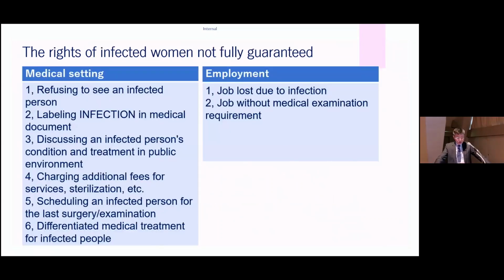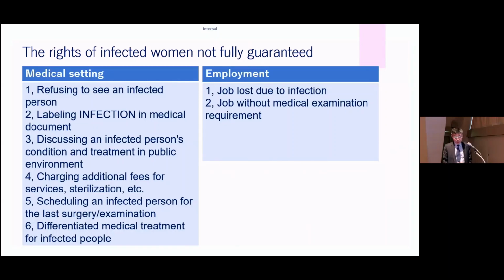And meanwhile, the rights of infected women are not fully guaranteed. In the medical setting, we can find refusal to see an infected person, labeling infection in medical documents, discussing infected people's condition in a public environment, charging additional fees for services such as sterilization fees, and also scheduling infected persons last for surgery and examination while many people are waiting, and also differentiated medical treatment for infected people.